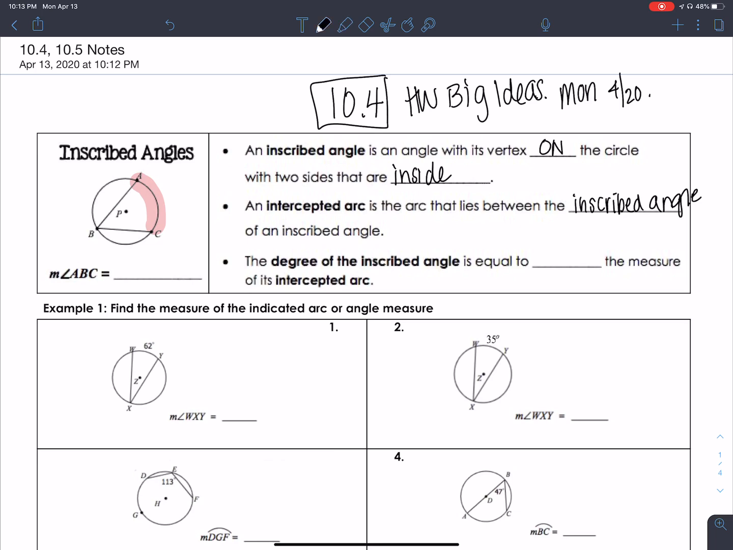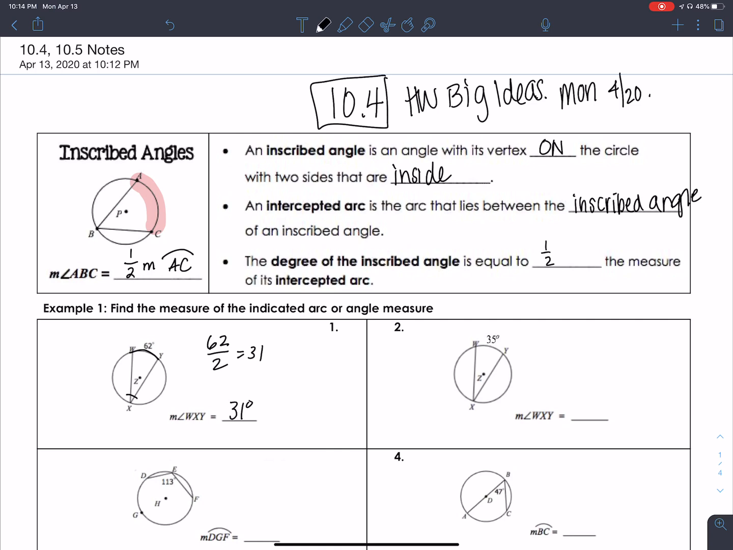Okay. So, the degree of the inscribed angle is equal to half the measure of its arc. Okay, so the measure of the angle equals half the measure of arc AC. Okay, so let's think about this. Arc is bigger than the angle, which kind of makes sense. Big, small. So to go from arc to angle, I'm going to divide by 2. So 62 divided by 2 gives me 31.